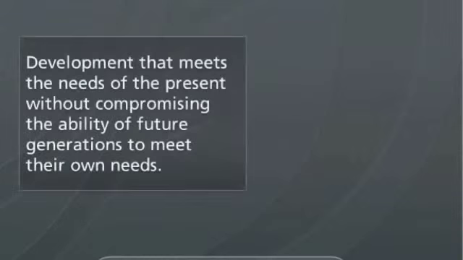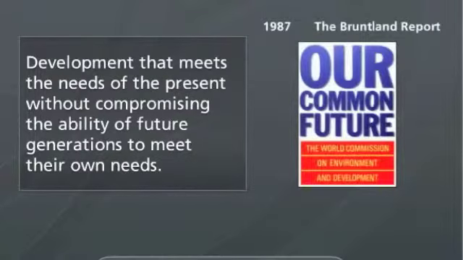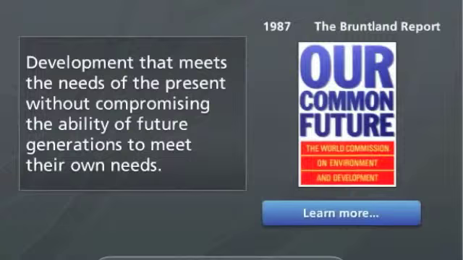The broad definition of sustainable development is development that meets the needs of the present without compromising the ability of future generations to meet their own needs. This definition is taken from the 1987 Brundtland Report, Our Common Future, but it's rooted in earlier ideas about sustainable forest management and 20th century environmental concerns.